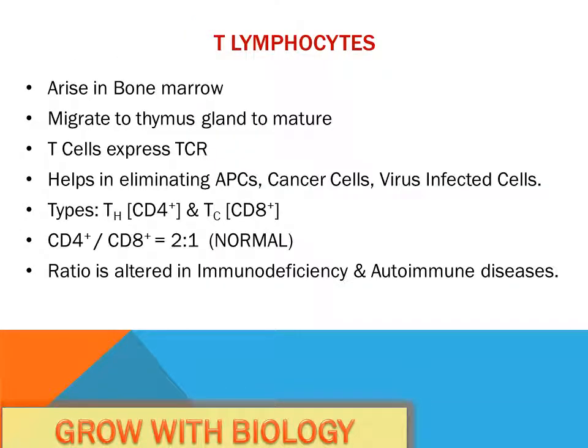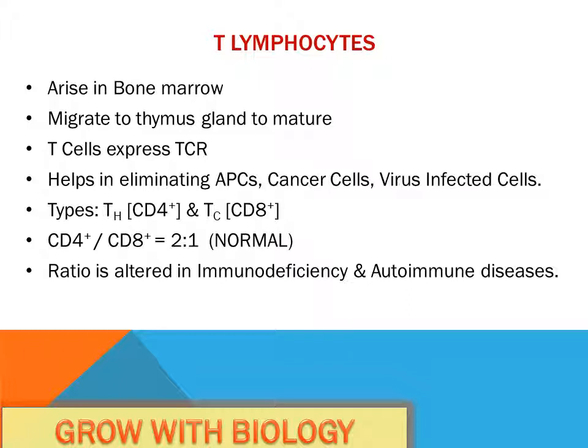Next is T lymphocyte. It arises in bone marrow but migrates to the thymus for maturation, so the name is T due to thymus. It expresses TCR, that is T cell receptors. It helps in eliminating antigen presenting cells, cancer cells and virus infected cells. It is of two types, Th and Tc. Th stands for T helper cell and Tc stands for T cytotoxic cell. The difference is due to the expression of a cluster of differentiation, that is CD. Th has CD4 whereas Tc has CD8.